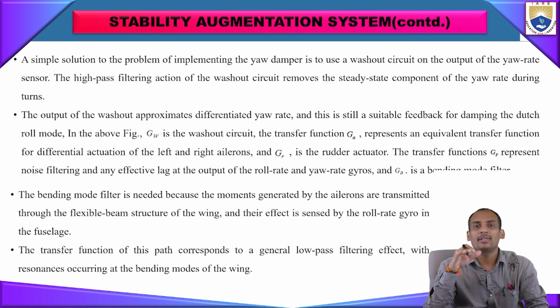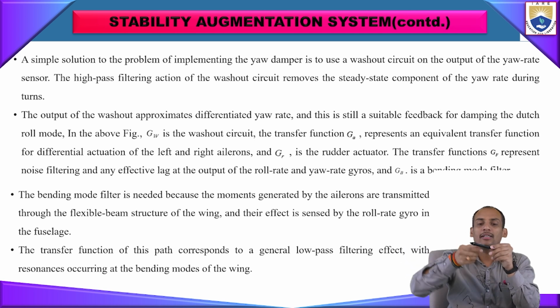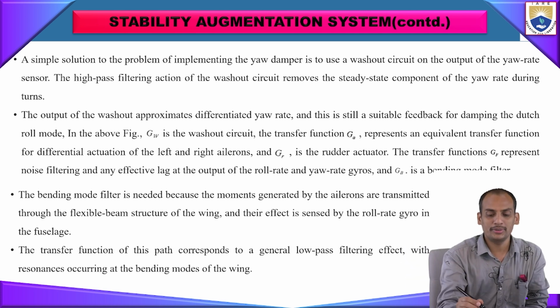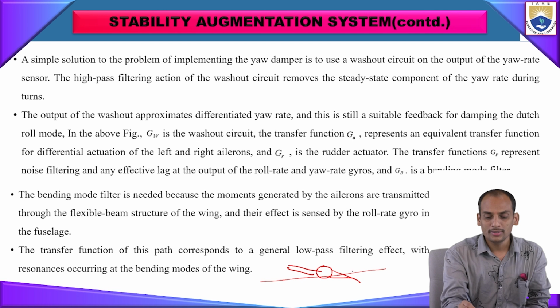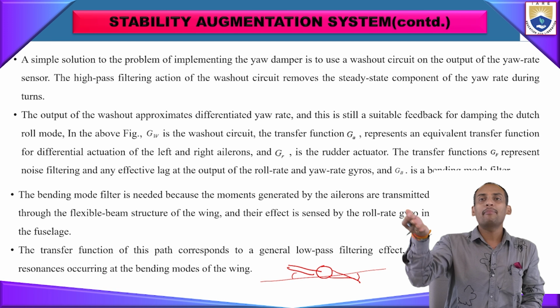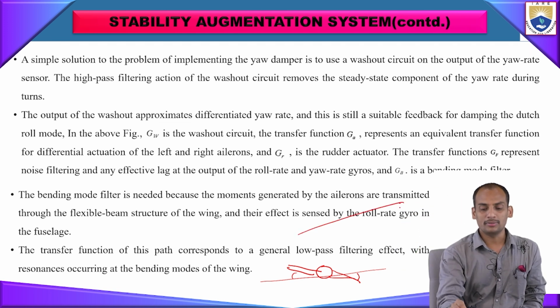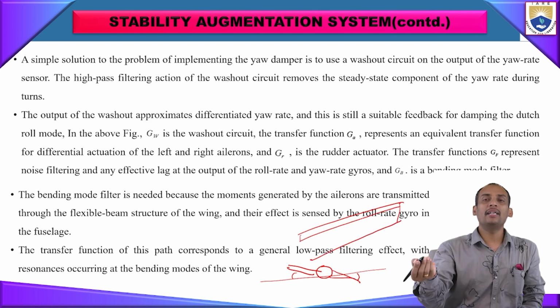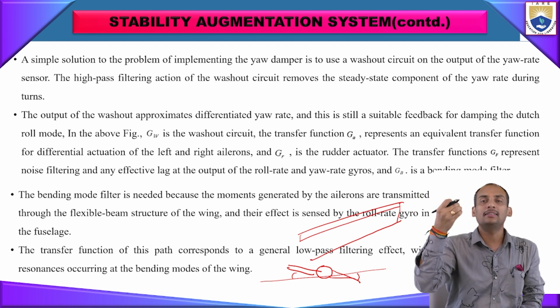Whenever we are giving the banking angle, due to the aileron deflection the aircraft will be banked like that. So this is the sideslip. Due to this banking, there will be a bending effect on the aircraft wing. You see this wing beam is there, no? In this beam a bending will happen. That bending will be sensed by the GB transfer function.